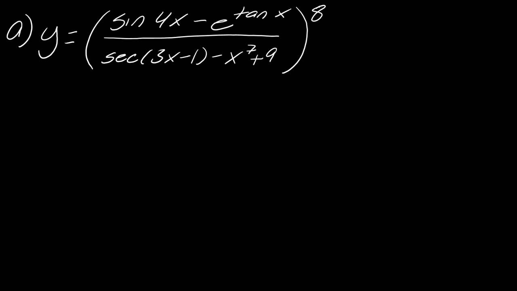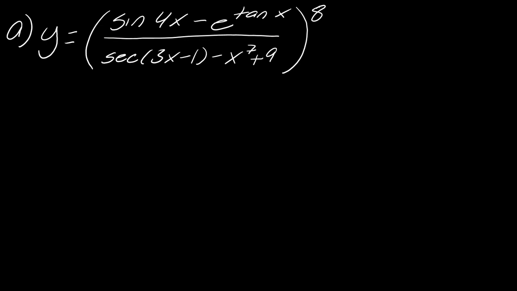Okay, so starting with A here. I've got sine of 4x minus e to the tangent x, over secant of 3x minus 1, minus x to the 7th plus 9, and all of that goes to the 8th. Whew, that's a mouthful just to think about, right? So this is really going to help you focus on how you go about taking the chain rule. In my eyes, the function that's dominating all of this, the outermost function, is this thing to the 8th.